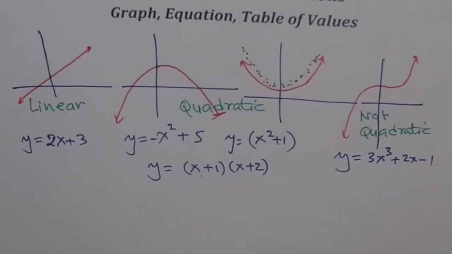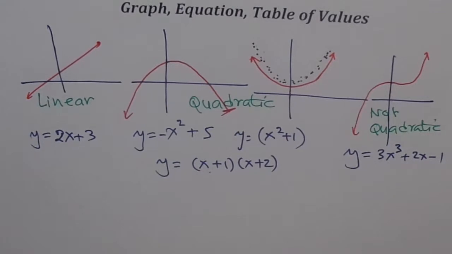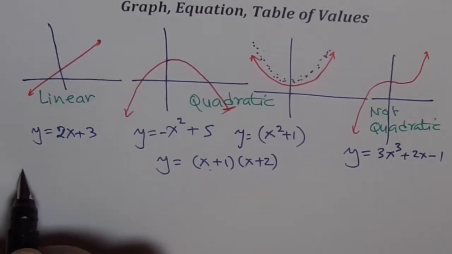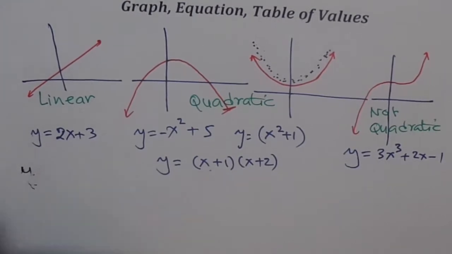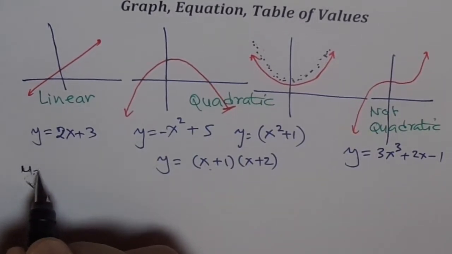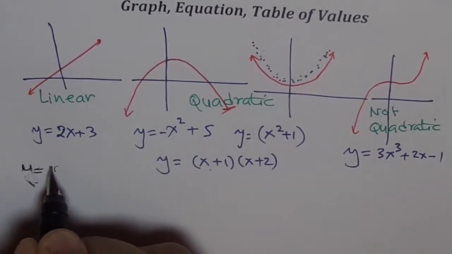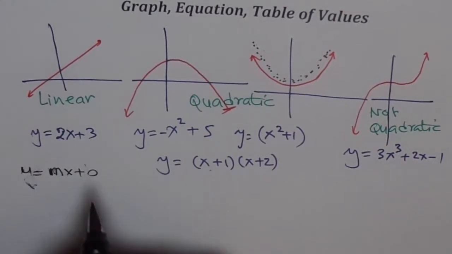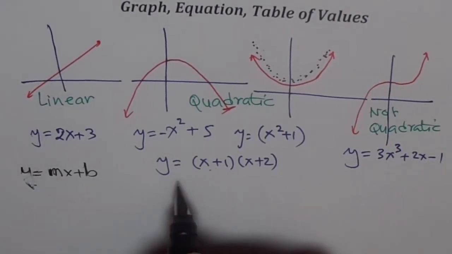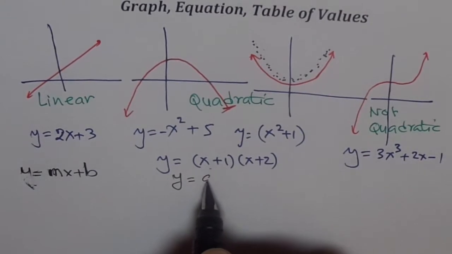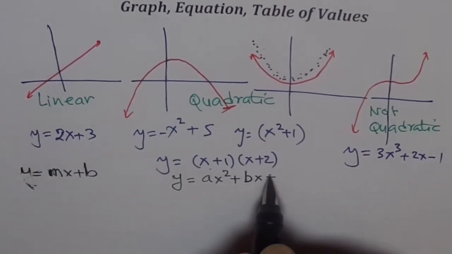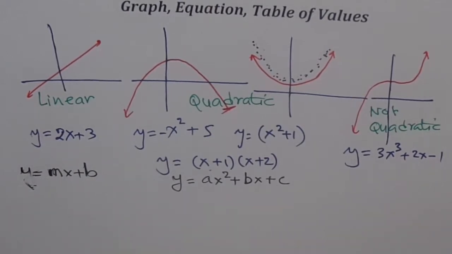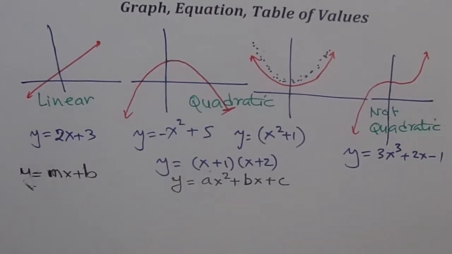So let me write a general equation for each here. It's a good time to write. So say an equation like y equals mx plus b represents a line, right? But if we have y equals ax squared plus bx plus c, it represents a quadratic function in a standard form. Okay.